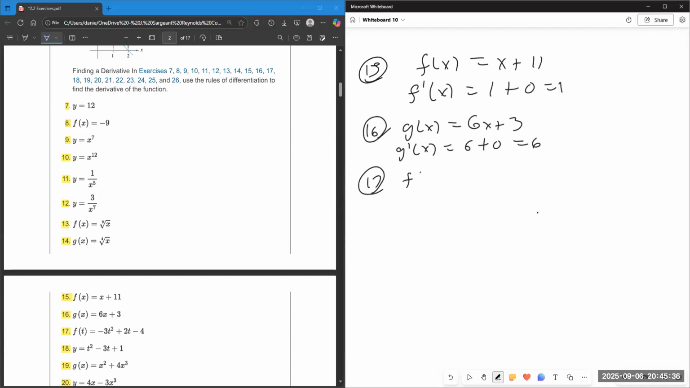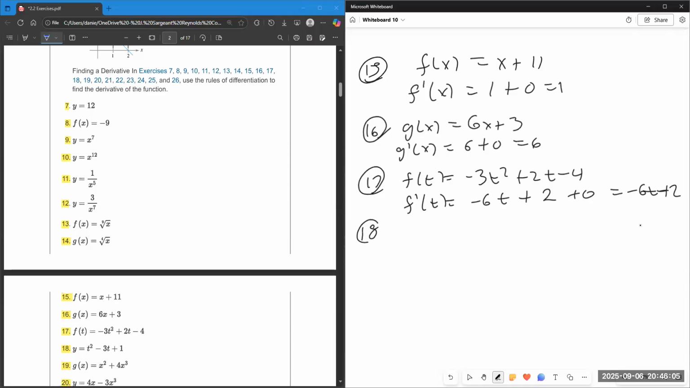17. f of t is equal to negative 3t squared plus 2t minus 4. So f prime of t: 2 times negative 3 is negative 6. Drop the exponent by 1 to t. 1 times 2 is 2. Drop the exponent by 1, it becomes t to the 0, which is just 1. Then plus 0. So this is negative 6t plus 2.